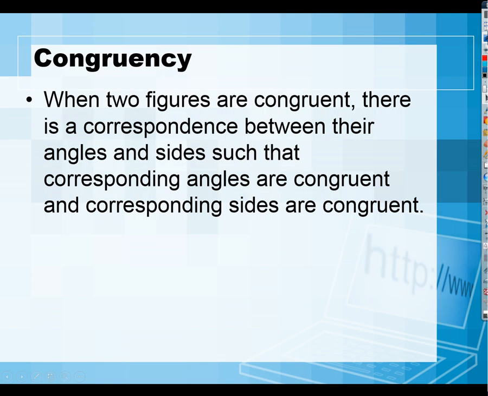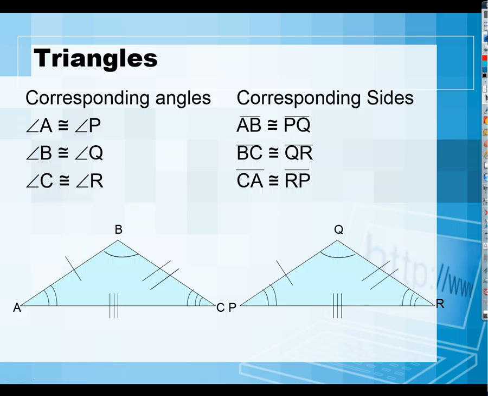When two figures are congruent, this is important: there has to be a correspondence between all of the corresponding parts. So for us, that's going to mean sides and angles, right? All those things have to be able to be lined up so that they overlap perfectly. So what about this case right here?